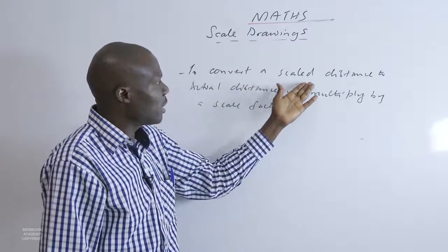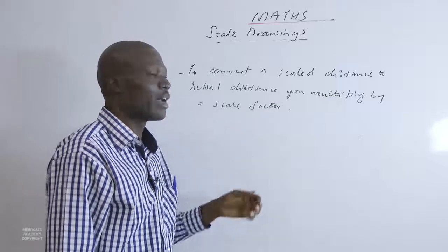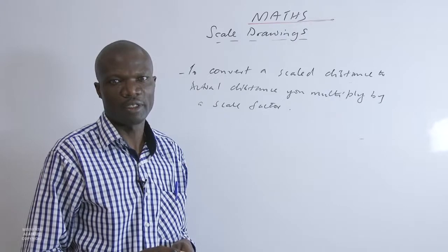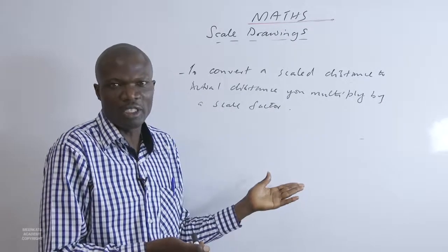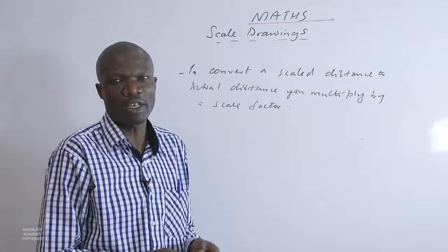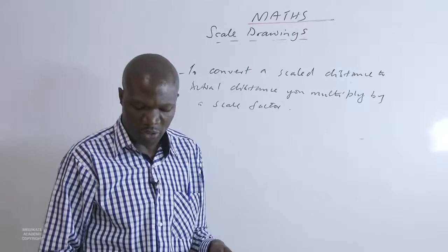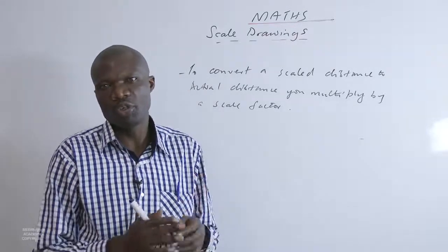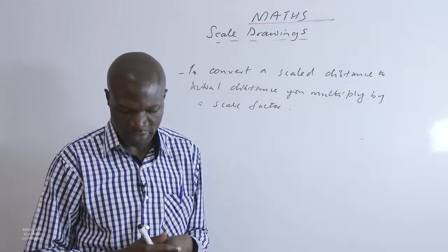To convert a scaled distance to actual distance, you only multiply by a scale factor. As simple as that. So you shall be able, as long as you have the scale and the first digit is 1, then the scale factor is simply known. And when you are converting the actual or the real distance into a scaled distance, then you'll divide by a scale factor.